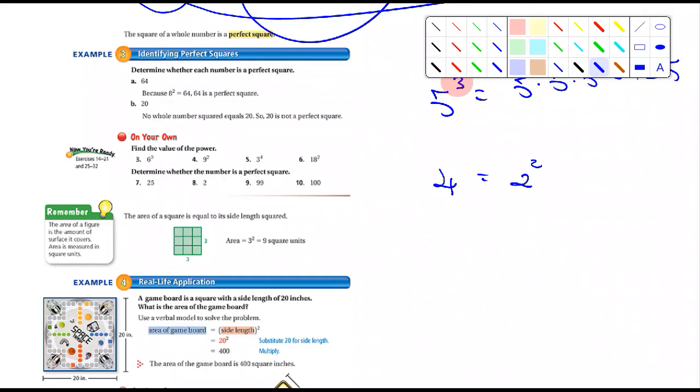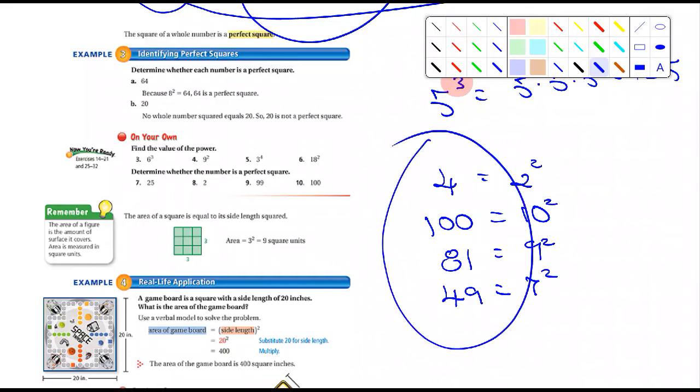Is there a whole number that I can square that would equal 100? 10. I heard several of you say it. So 100 is a perfect square. Now, if you know your multiplication tables, is there a number that I could square that equals 81? 9. 9 times 9 is 81. How about, is 49 a perfect square? Yeah, because 7 times 7 is 49. So perfect squares are numbers where a whole number multiplied by itself equals that number. Let me ask you, is 20 a perfect square?